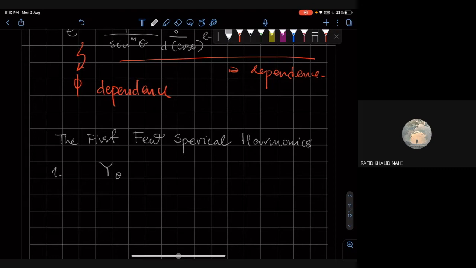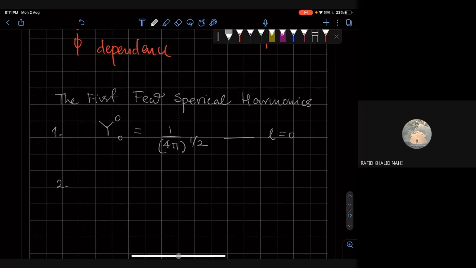The first one is L is 0, and then M has to be 0, right? So I'm not going to write the theta phi dependence. They are implied, and that's going to be equal to, it actually turns out to be a constant. And its L angular momentum value is 0.